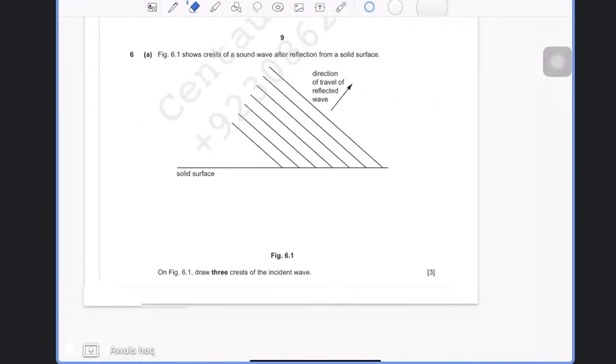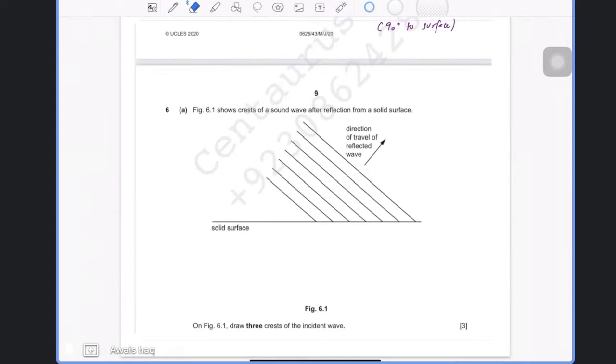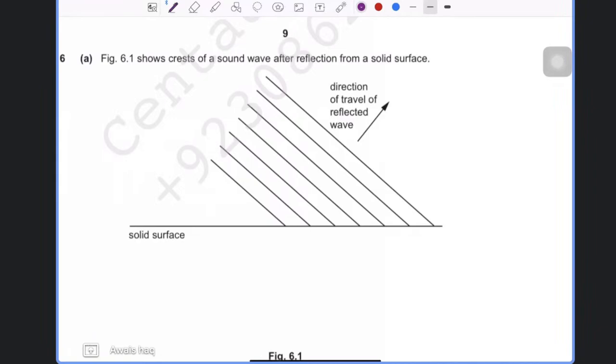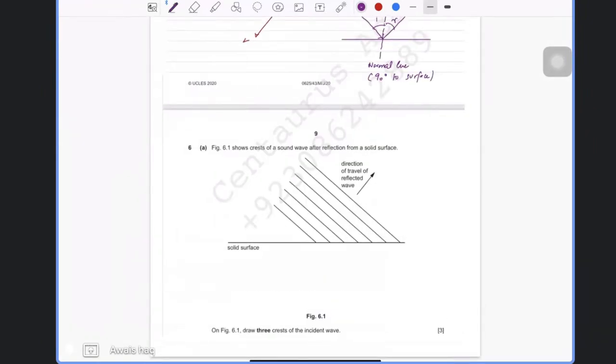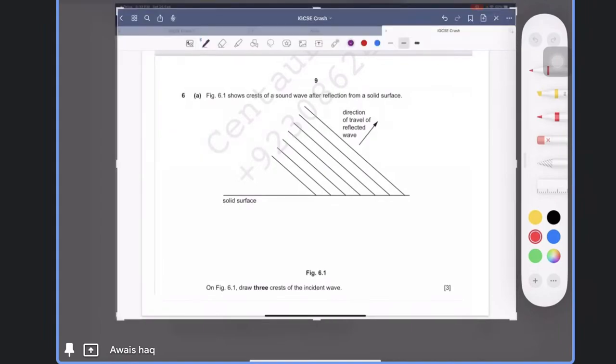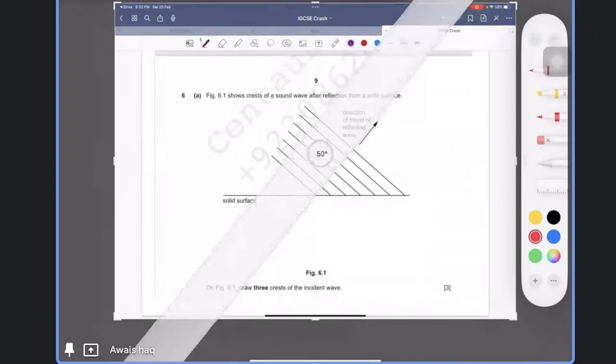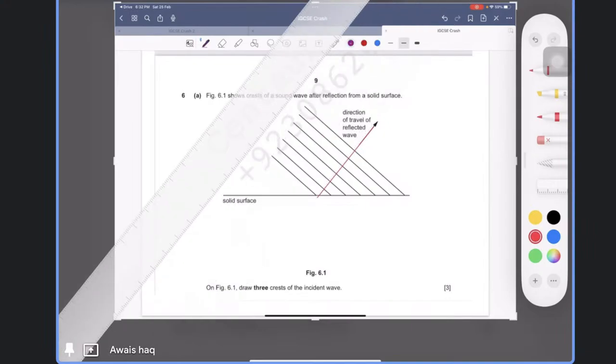Anyway. So now looking at this question, it says draw three crests of the incident wave. So what are we going to do about it? First of all, when such a question comes in the exam, you want to take your ruler and complete the direction we're going to put right here, and then you're gonna basically continue. Oh, this is not accurate, right? So we're gonna just move it on top of this arrow like this, and then we're gonna extend this line till here, where it touches.